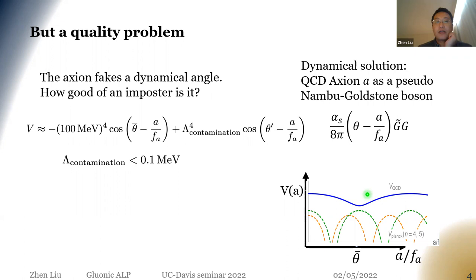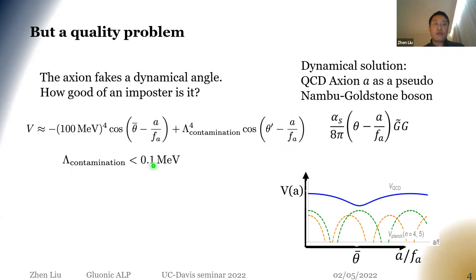The typical axion potential at low energy is of the order 100 MeV to the fourth power of this cosine potential. Of course, in reality, the potential is slightly more complex, but just to give you a sense, the energy scale associated with that is really Lambda QCD-ish. But for such an axion to relax this angle, and to make such an angle consistent with low energy measurement, we have to make sure the potential does not receive any contaminations that would displace this effective theta angle. In fact, to be consistent with this 10 to the -10 constraint, we would require this generic contamination scale to be smaller than 0.1 MeV.